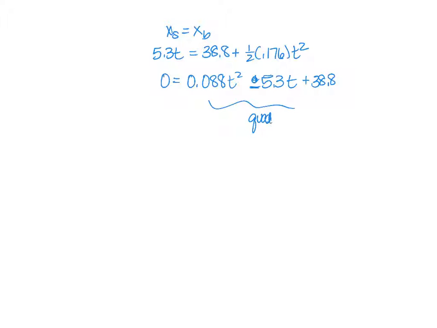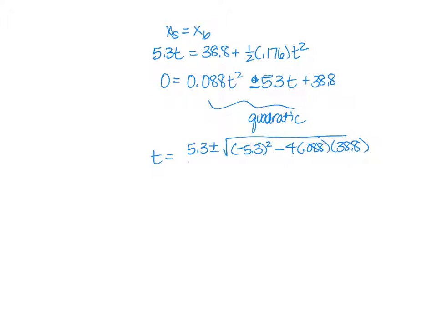And so this is a quadratic. It's quadratic in time. And so you should know how to use the quadratic equation to solve for t. If you don't, you need to review this. So it's negative b, which is the coefficient of the time, so it's 5.3, plus or minus the square root of b squared, which is minus 5.3 squared, minus 4ac. And all that is over 2a, which is 0.176, if I multiply the 0.088 by 2.